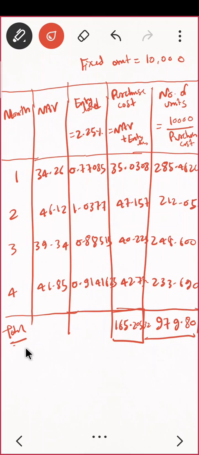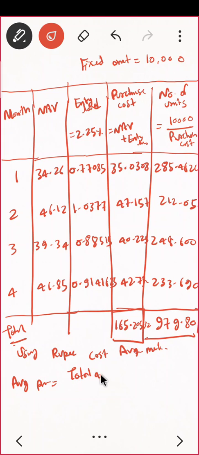Okay, what is the formula? Using the rupee cost averaging method, I already told you. Can you just repeat? Using the rupee cost averaging method, what is the formula for average price? Perfect. Total amount divided by number of units. What is the total amount? Number of units is this, 979.80.